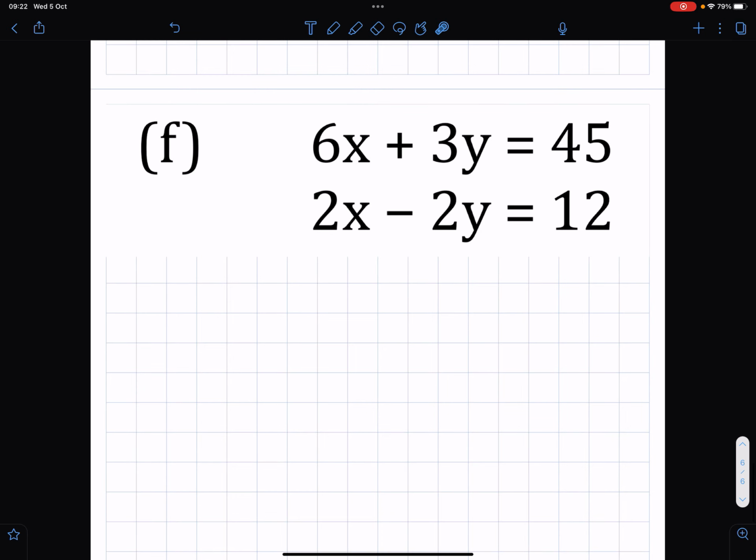Here we go. So if you look at these equations, equation 1 and equation 2, they have completely different coefficients. Agree with me? Yes. So I have on the top 6x plus 3y equals 45. On the bottom, 2x minus 2y equals 12.